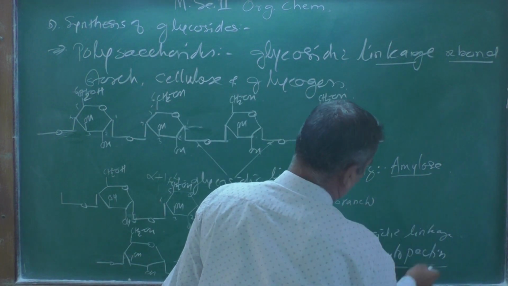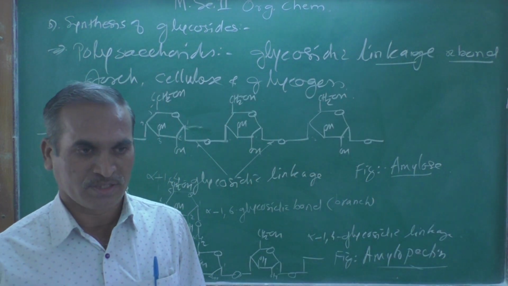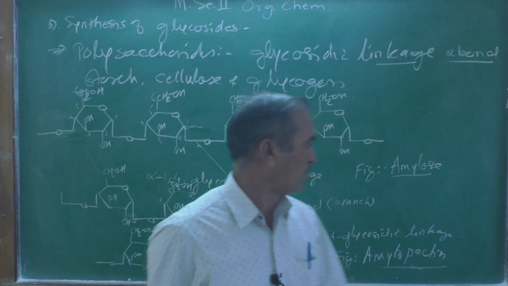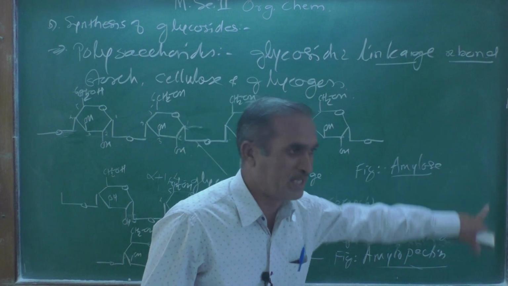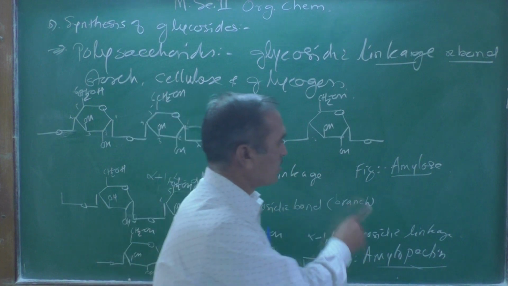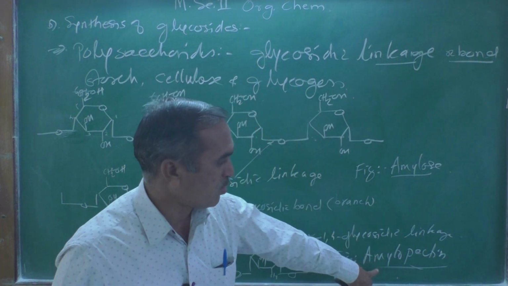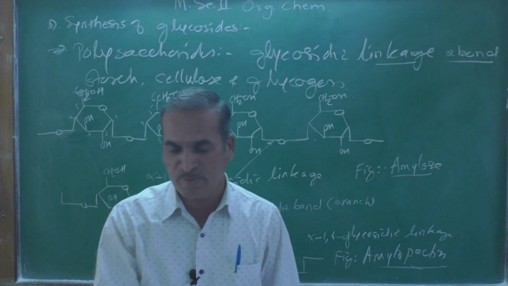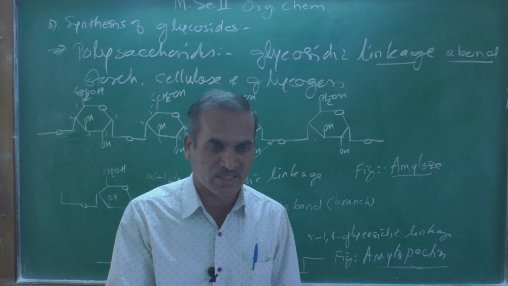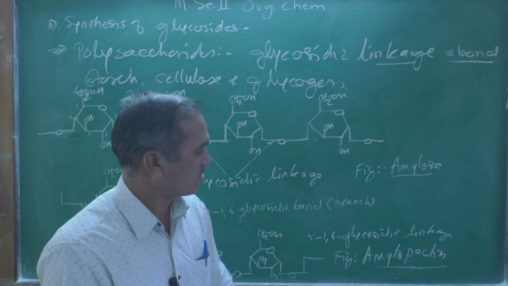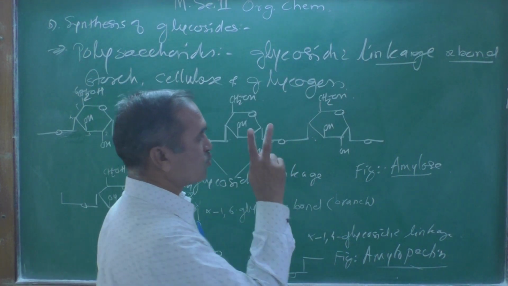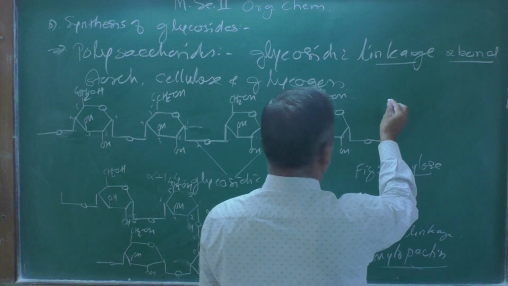Amylose and amylopectin are the two components present in starch. Amylose is soluble in water and forms a blue colored complex with iodine, whereas amylopectin is insoluble in water and forms a blue, green or violet colored complex with iodine.